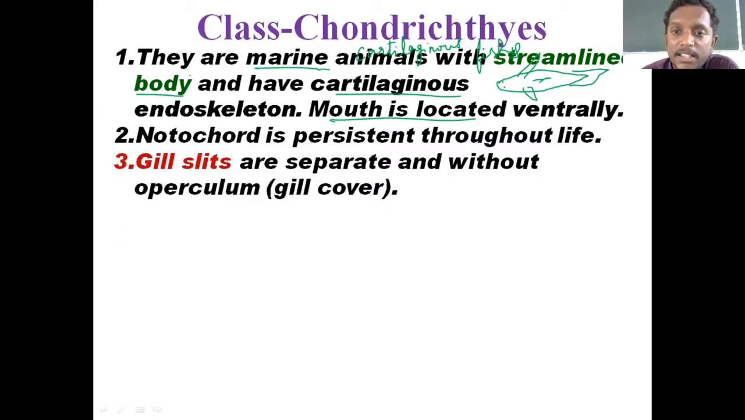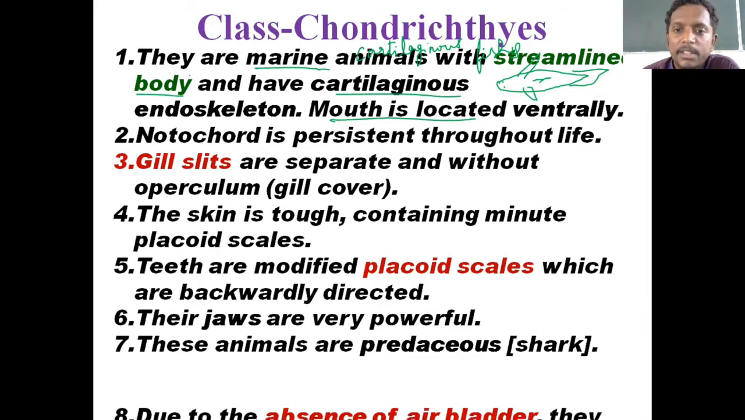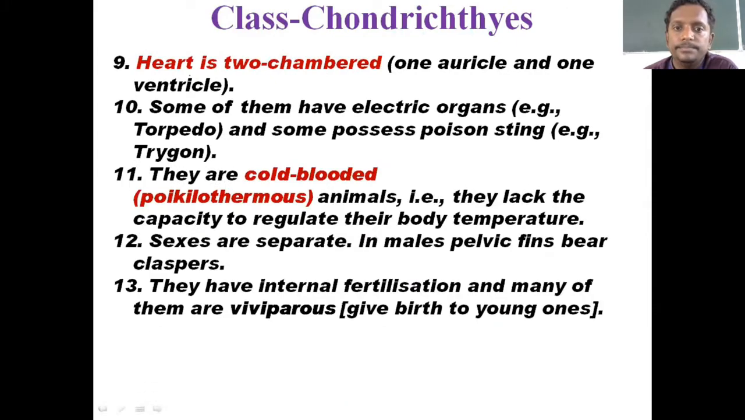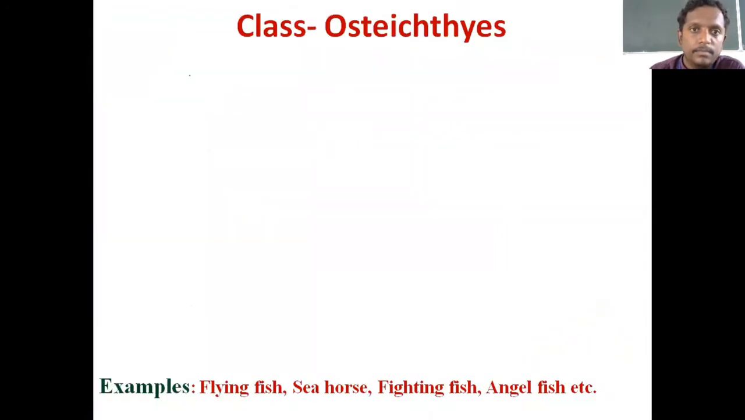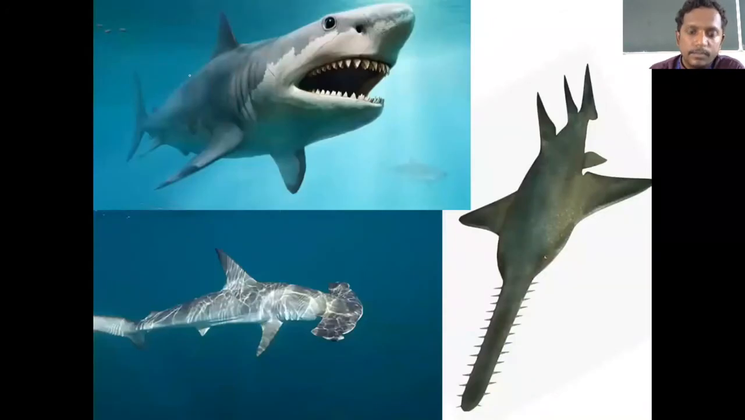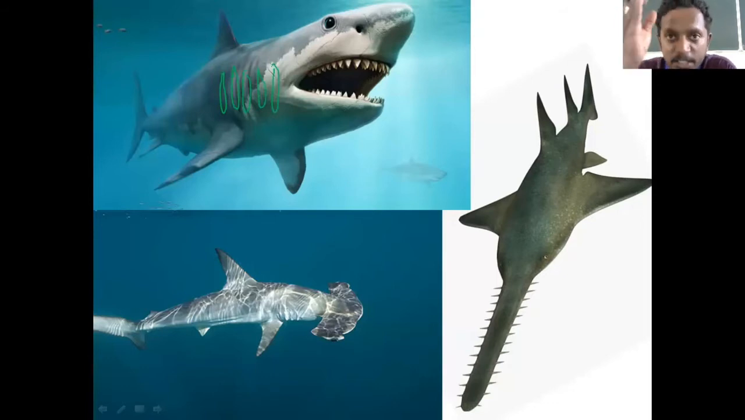Gill slits are separate and without operculum. Operculum, in the sense, see, if you take a shark, gill slits will be present here. Five gill slits I am drawing: 1, 2, 3, 4 and 5. Roughly I am drawing. They will be separate. They are just openings. Inside that you will find the gills.